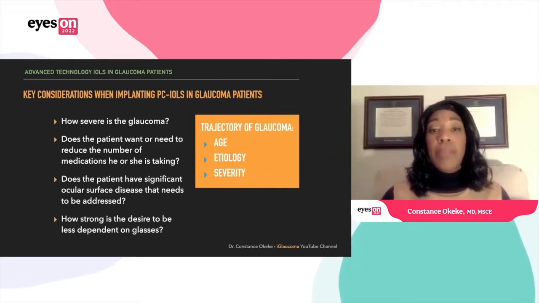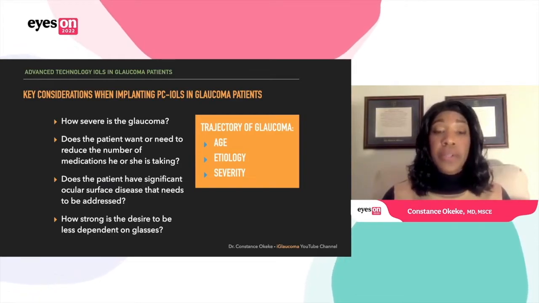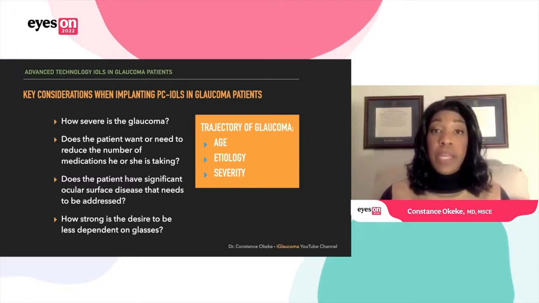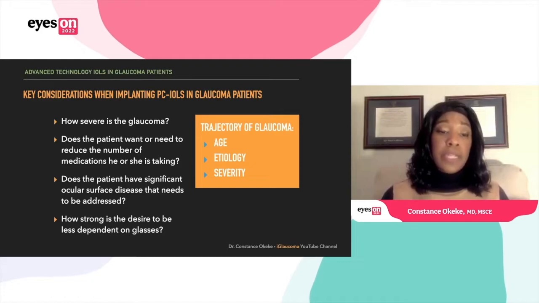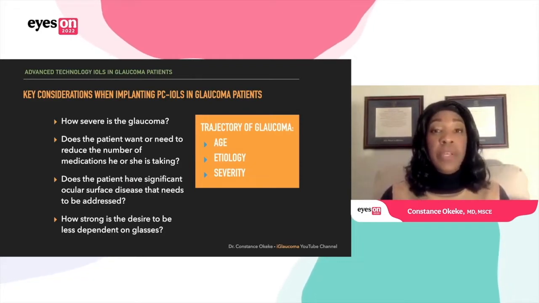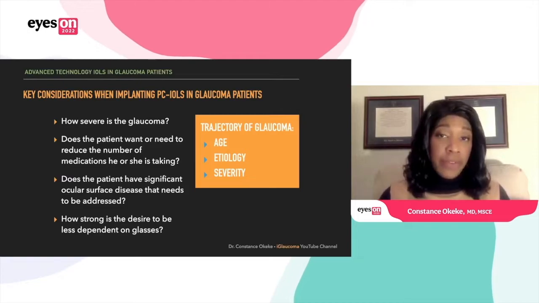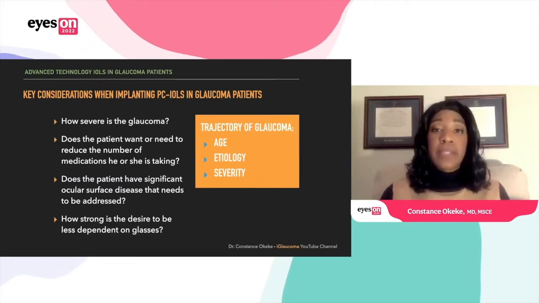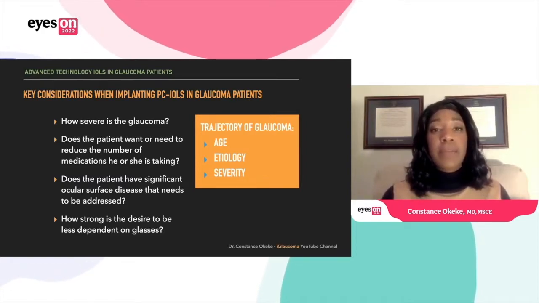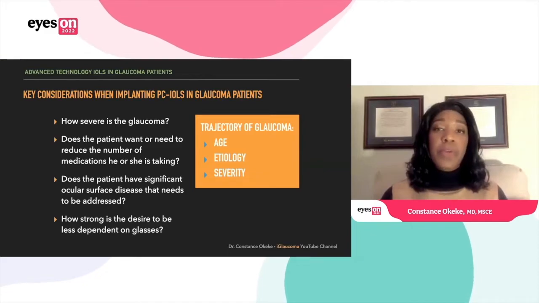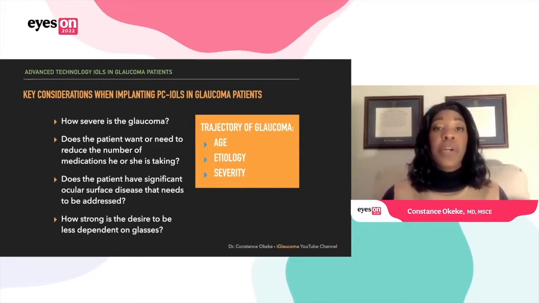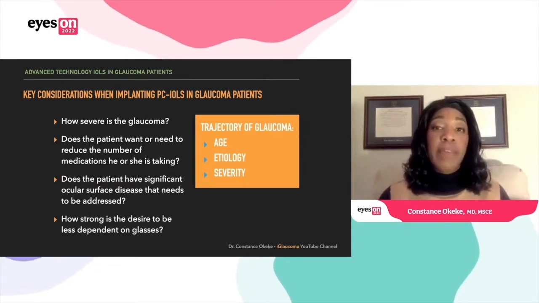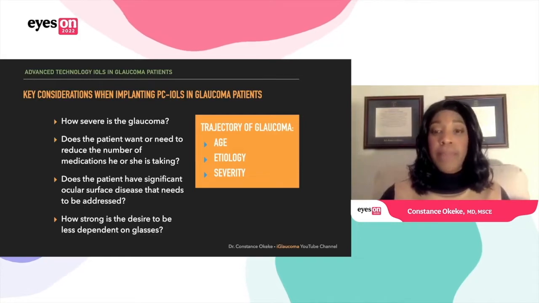And then also, it's important to consider their ocular surface. Is there a significant ocular surface problem that needs to be addressed? And then also, it's on the bottom, but it's very important: what is their desire? Do they have a strong desire to have less dependence on glasses? That has a major impact on the outcome, because if they're motivated to have less dependence on glasses, these are people who, when explained what their expectations are, can be much more understanding, because that's very important to them.